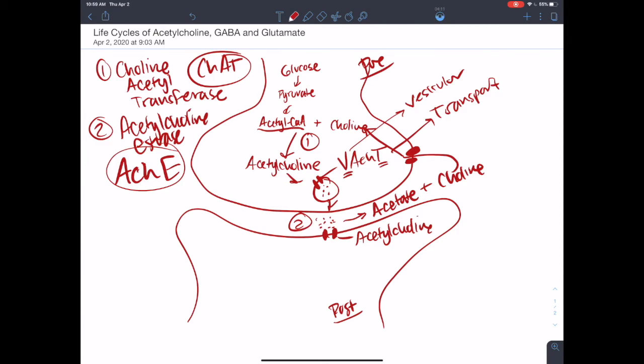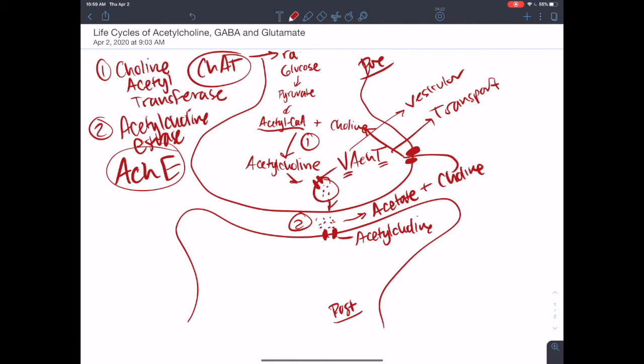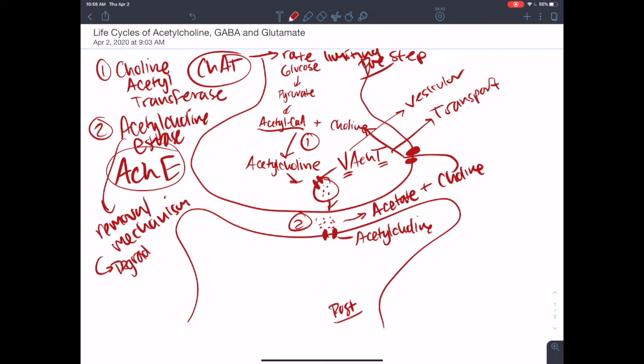So the two enzymes we care about that you know are choline acetyltransferase. This is going to be the rate-limiting step in synthesis. And then this is going to be the removal mechanism. And again, this is going to be the degradation type of removal mechanism. So that's acetylcholine.